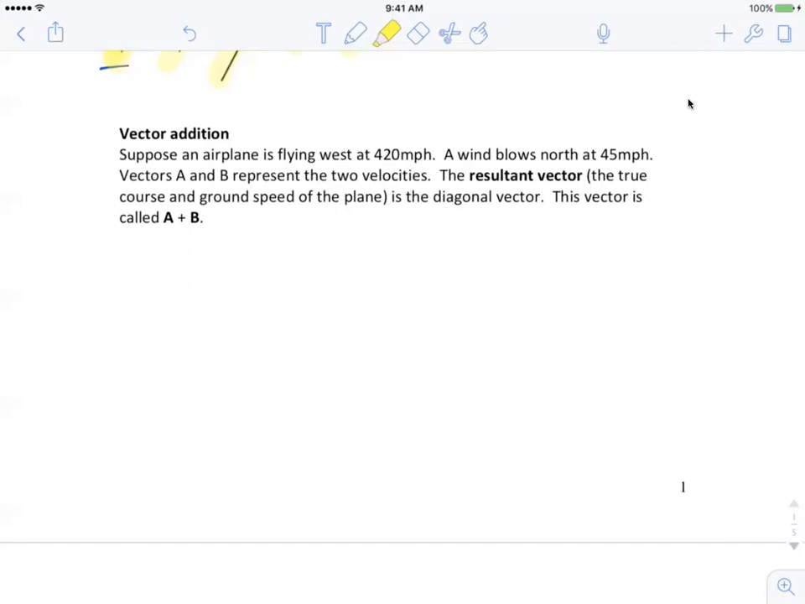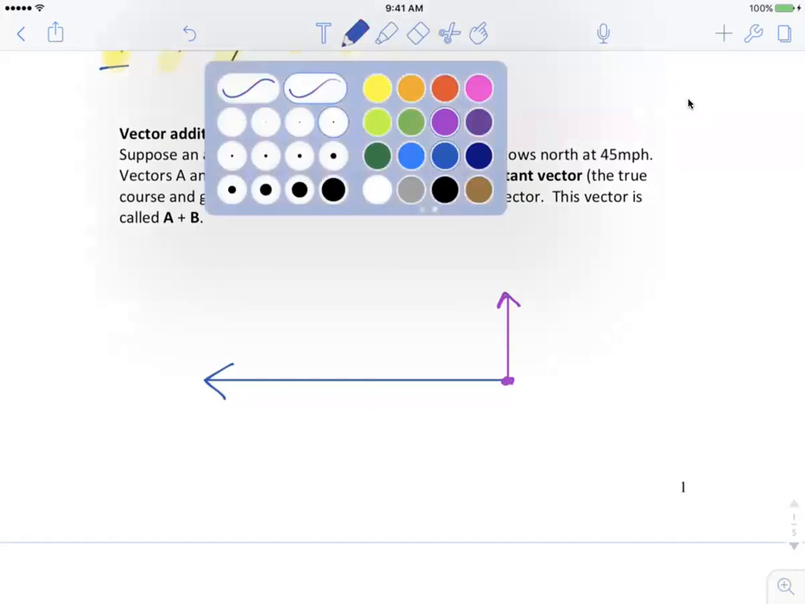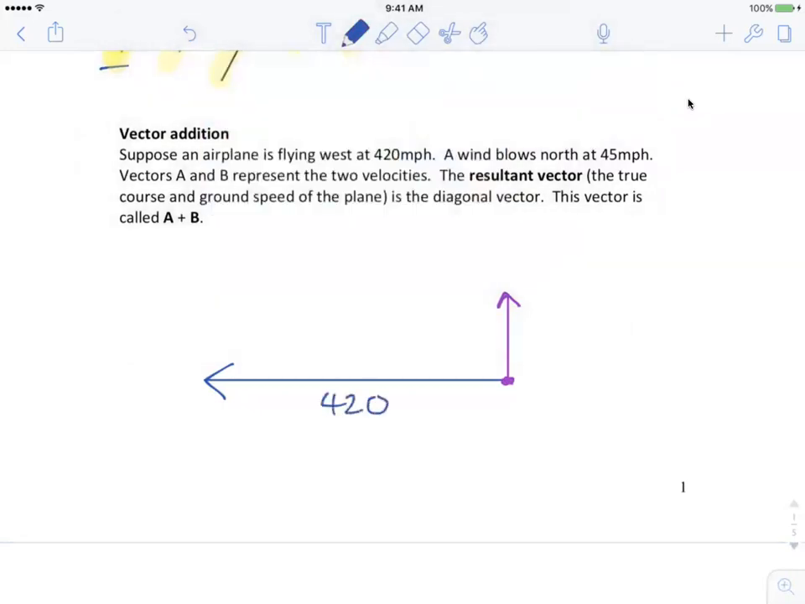So let's draw a picture of that. Again, we have our vector going west. There we go. And then let's use a different color for the wind. The wind is purple. The wind is going north. Notice both of those are vectors heading in the correct direction and to scale. So this one has a length of 420, and this has a length of 45.